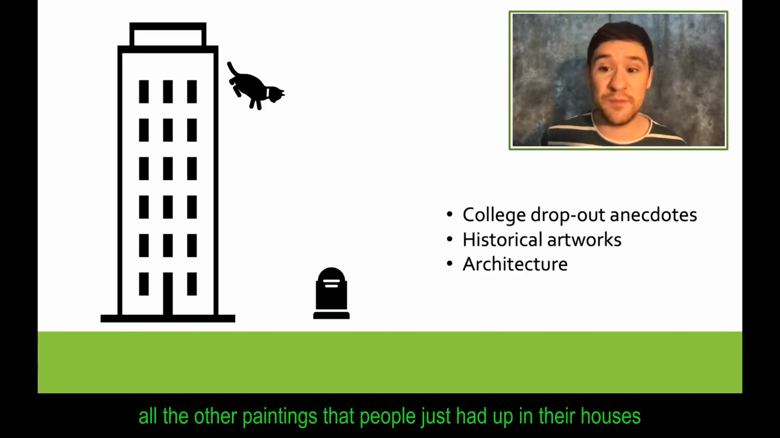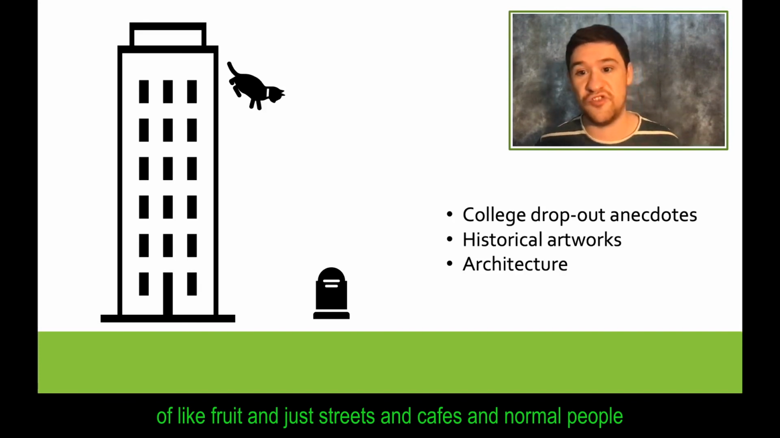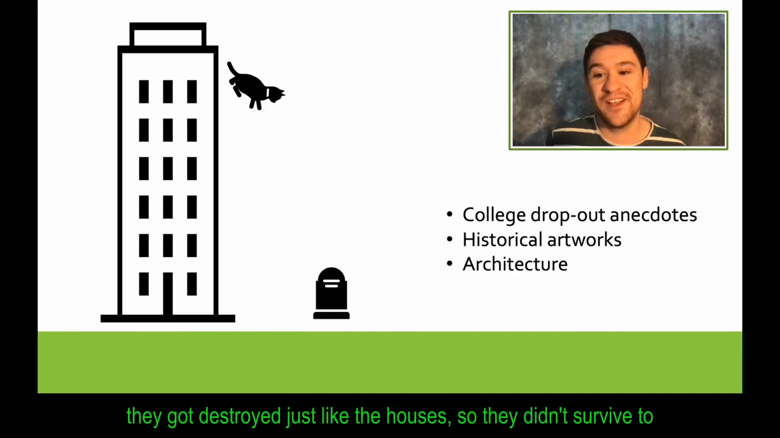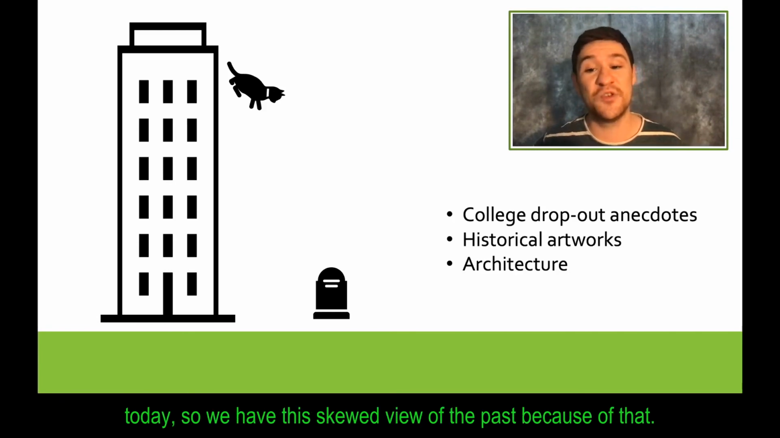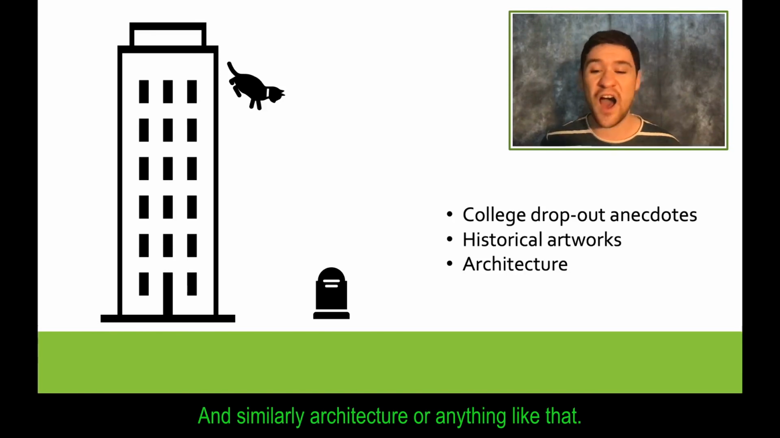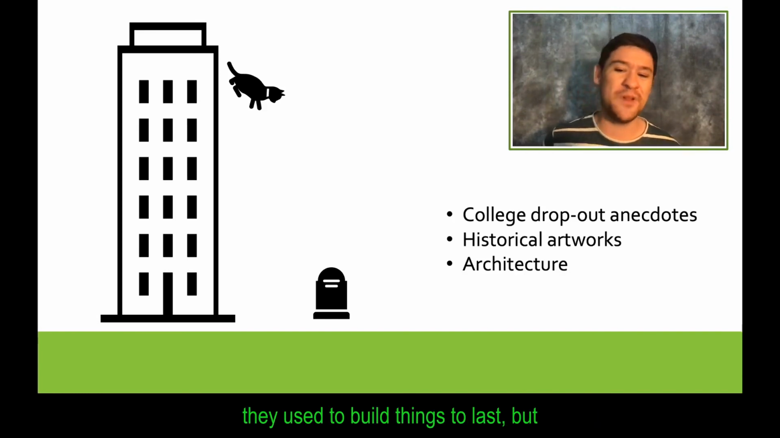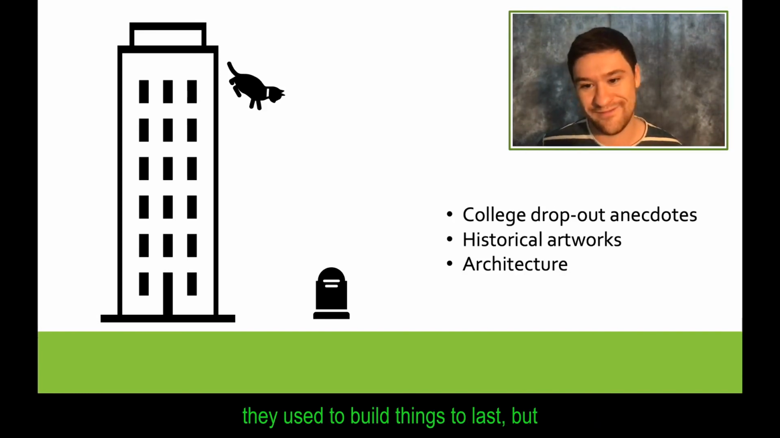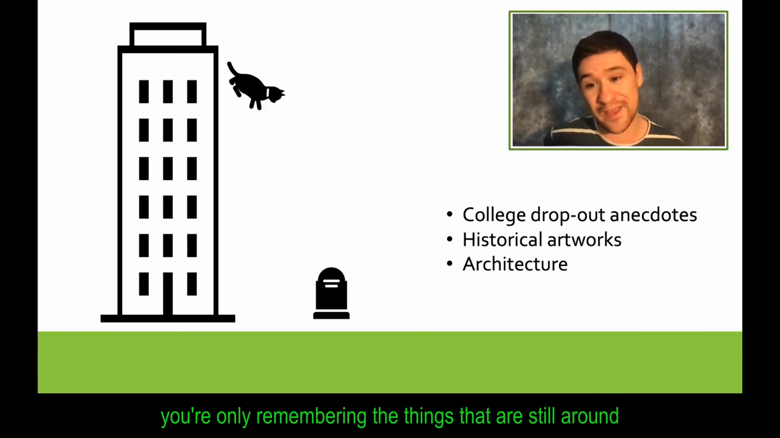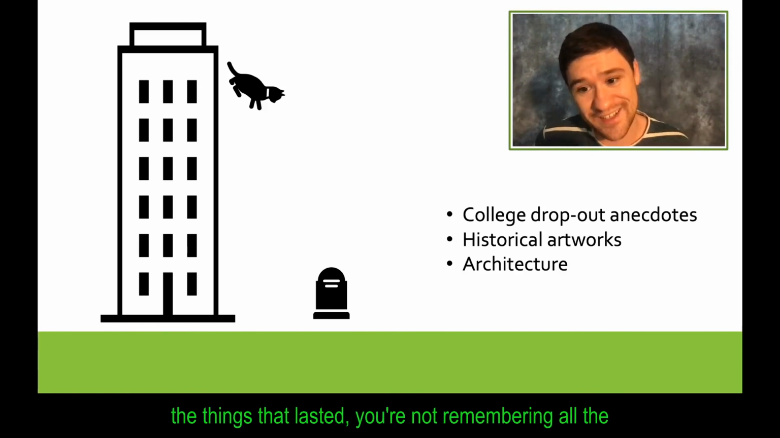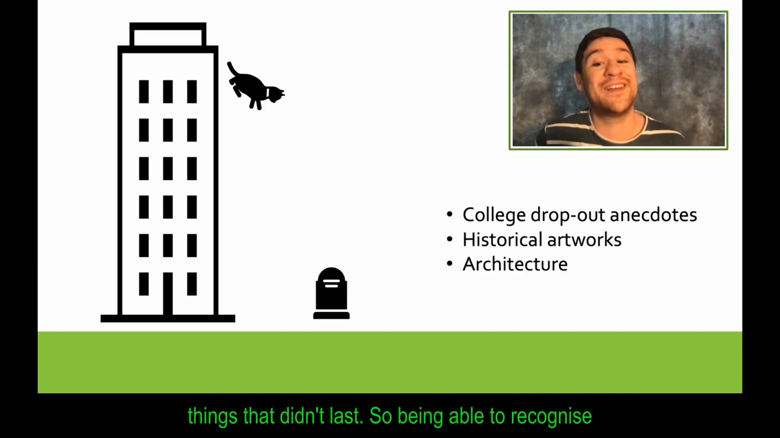All the other paintings that people just had up in their houses, of like fruit and streets and cafes and normal people, got destroyed just like the houses. So they didn't survive to today. So we have this skewed view of the past because of that. And similarly, architecture or anything like that, people always go, oh, they don't build things like they used to. They used to build things to last. But you're only remembering the things that are still around, the things that lasted. You're not remembering all the things that didn't last.